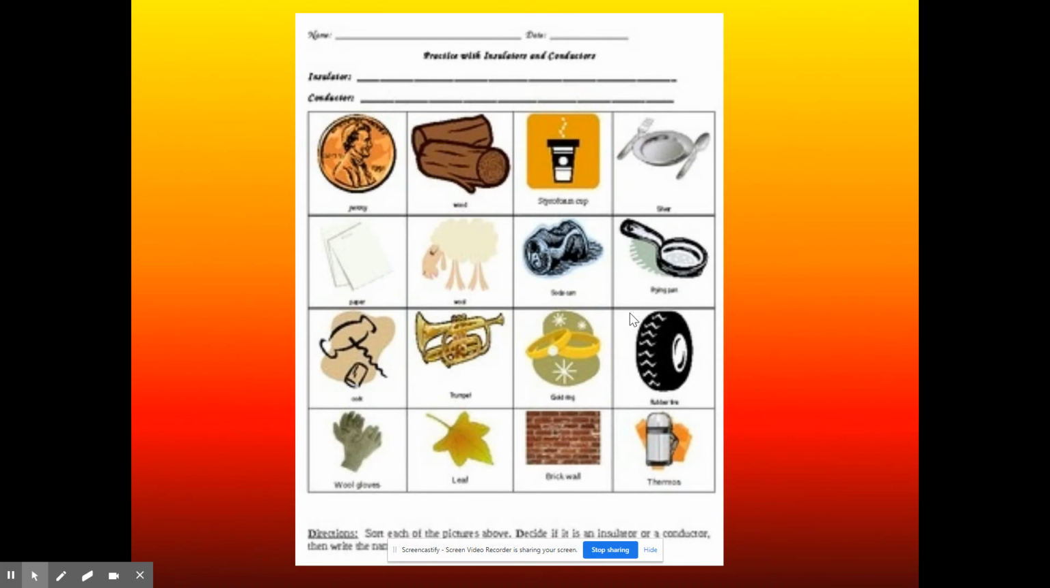So for this activity you're going to do in the Edpuzzle, it's going to pop up with questions, just so you know what it's talking about. This is a penny, this is wood, a styrofoam cup, silver, and I'm reading it because it looks blurry, paper, wool, soda can, frying pan, cork, trumpet, a gold ring, a rubber tire, wool gloves, a leaf, a brick wall, and a thermos. You're just going to identify these as conductor or insulator.